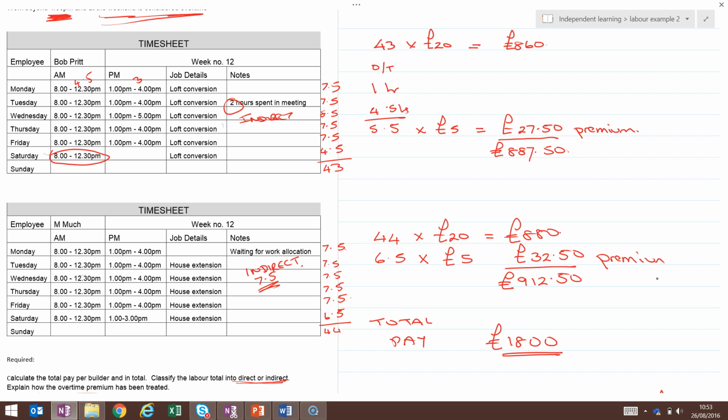So I hope that's clarified the calculations for labour, and we will be looking at various questions when we next meet.